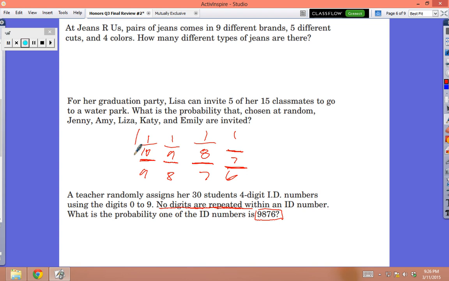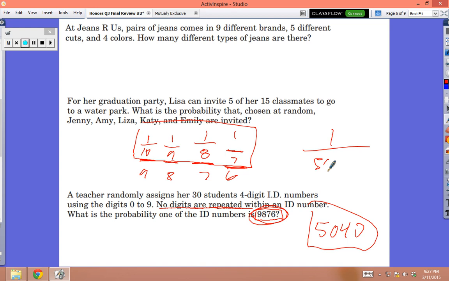So I'm going to take these and multiply them. So 10 times 9 times 8 times 7, and that will give me the permutations. So there are 5,040 permutations to choose from. And she's only got 30 kids in her class, so she's got plenty to go around. But what are the chances that one of the kids gets this? There's only one of those out of the 5,040 outcomes.